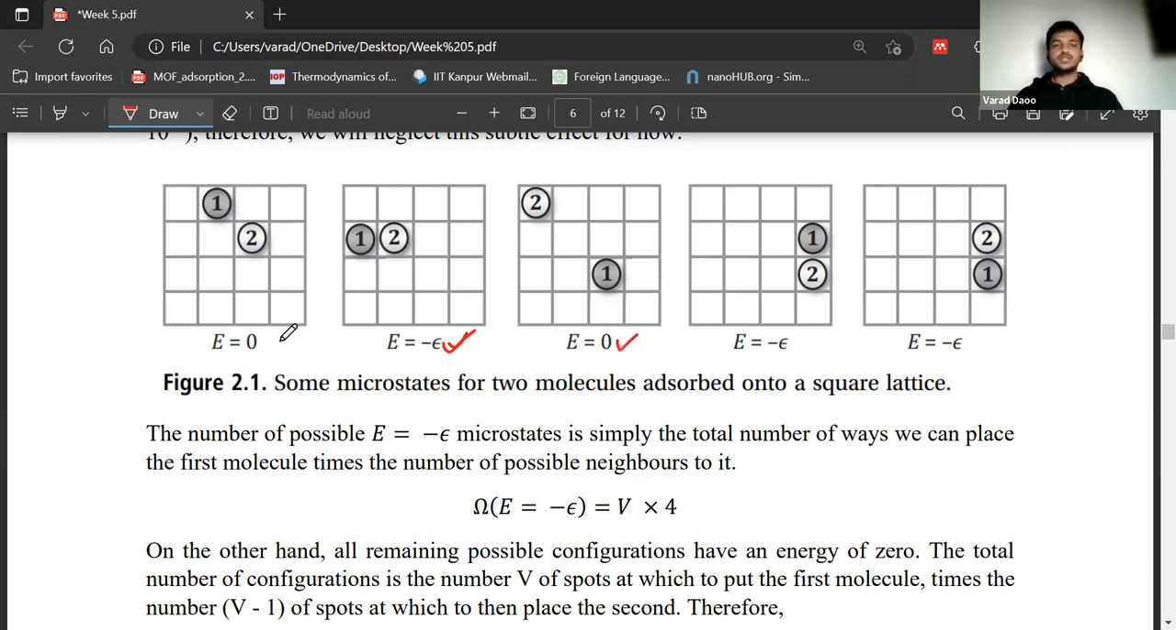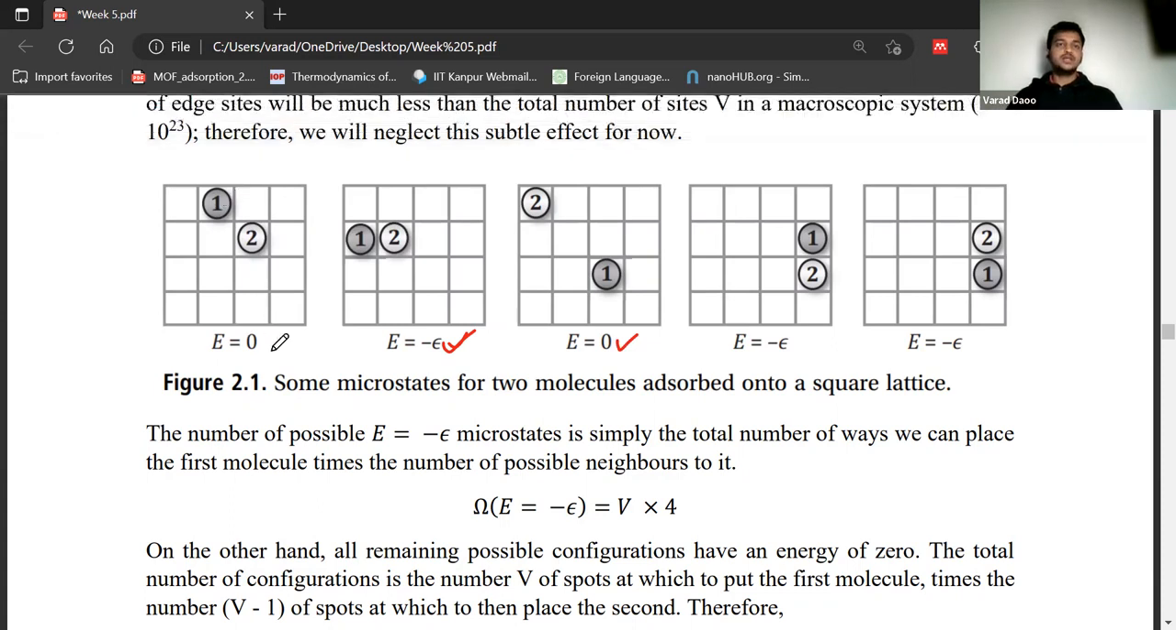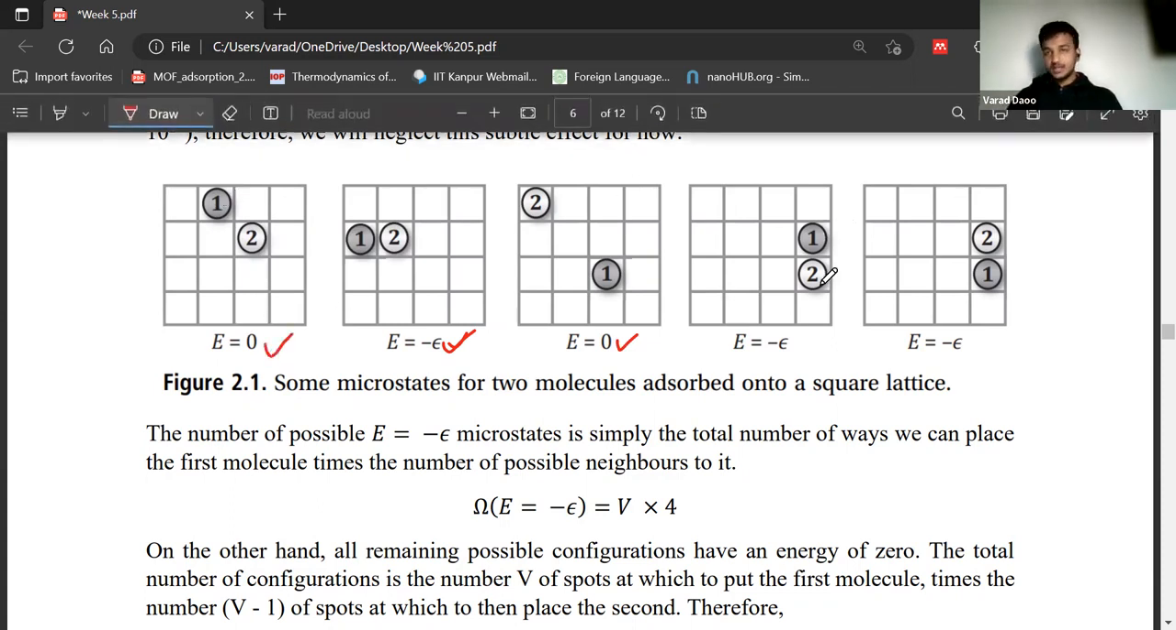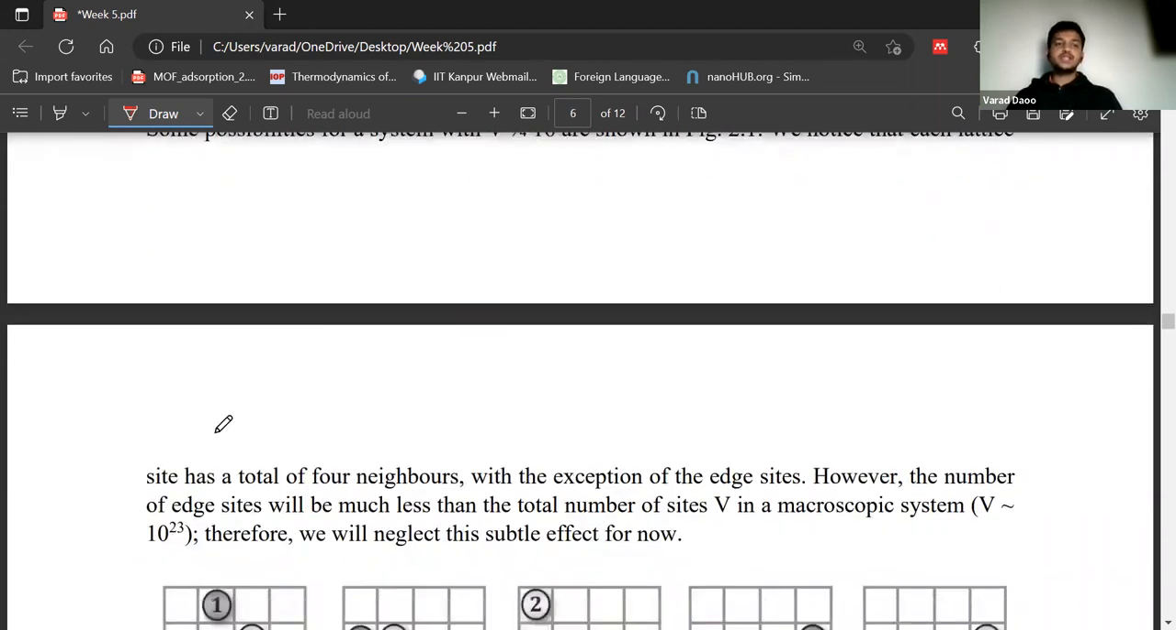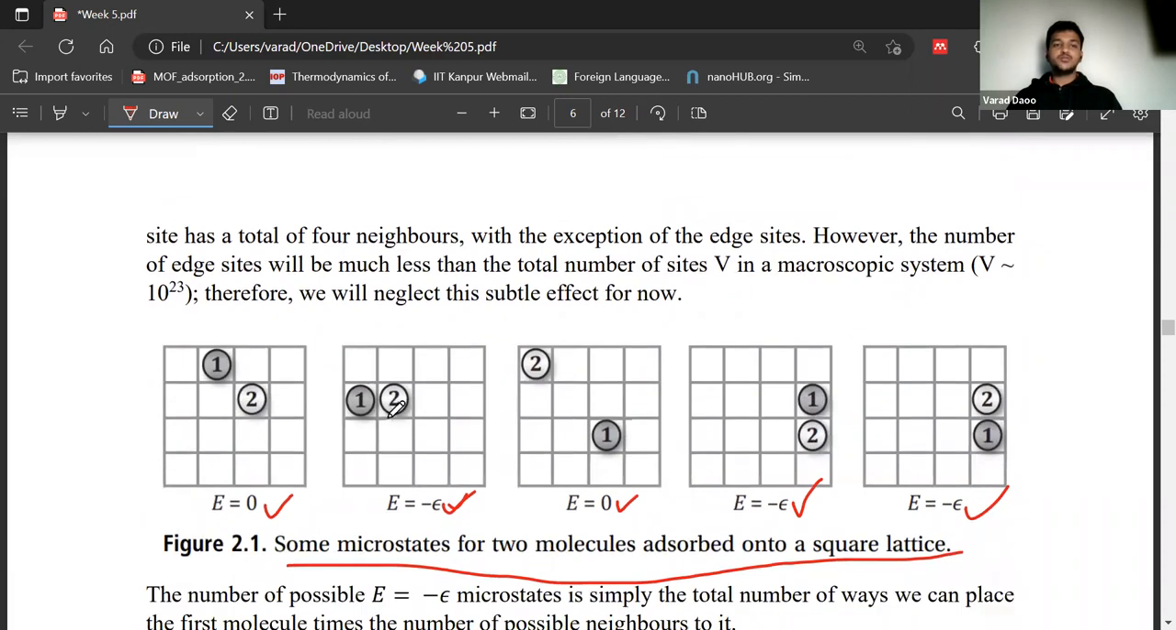There is no energy of interaction here. They are diagonally opposite, but they are not adjacent, so the energy of interaction is zero. Here they are adjacent, so the energy of interaction is minus epsilon. Similar goes with this. So these are some microstates for two molecules adsorbed onto a square lattice. We notice that each lattice site has a total of four neighbors, right? If you consider this lattice site, it has this and this, where the energy of interaction will be minus epsilon. Here and here, diagonally, we will have zero energy of interaction.